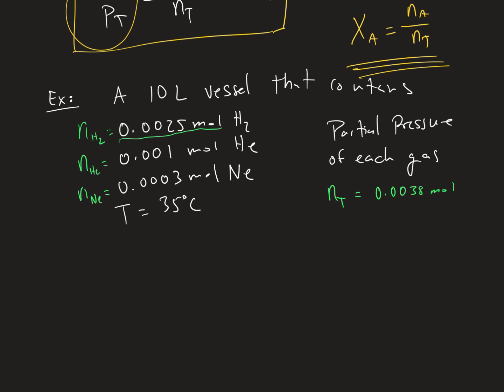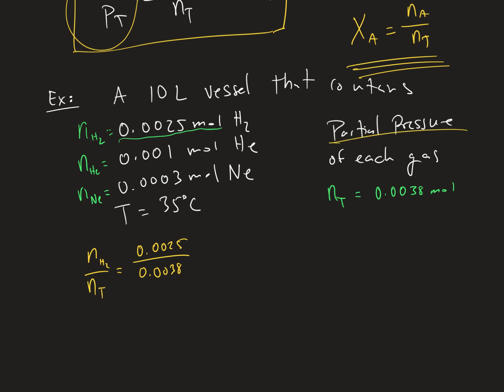So like Gavin said, we can find the mole fraction for hydrogen, which is going to be 0.0025 divided by 0.0038. So you find the mole fraction for each one? We could. Before we do that all the way, I just want to say, what are we looking for? We're looking for the partial pressures.